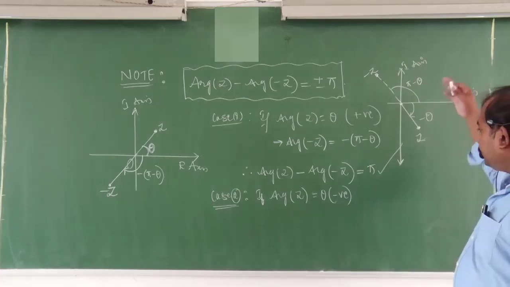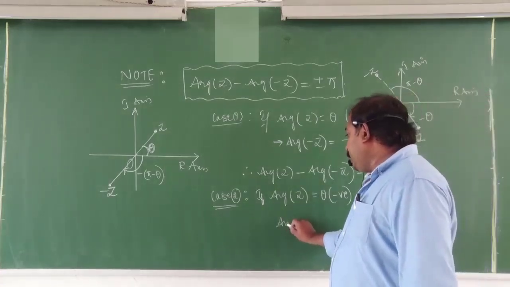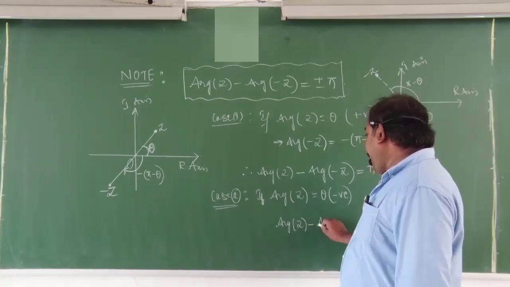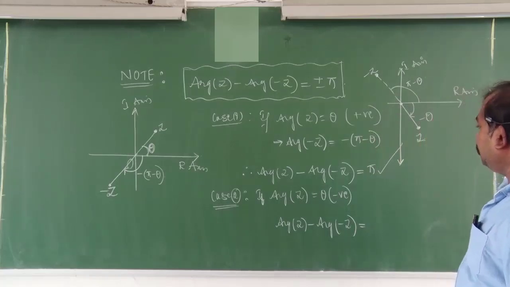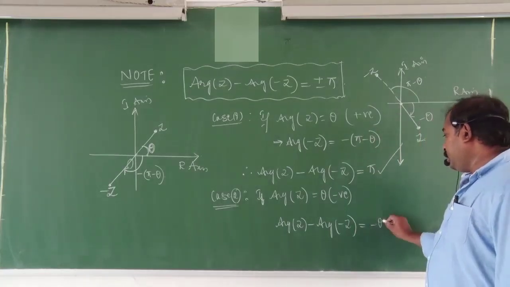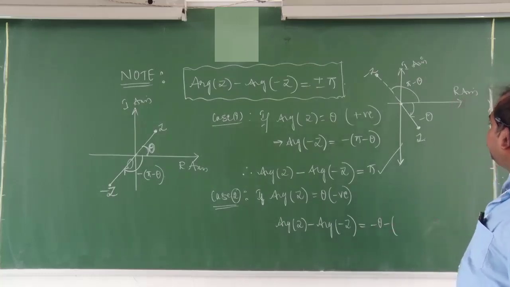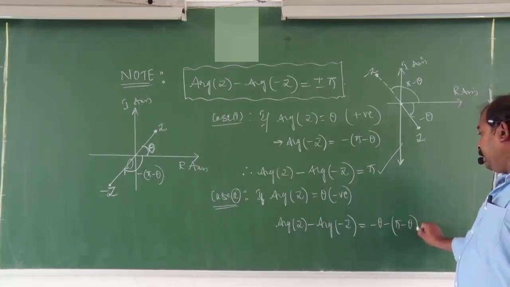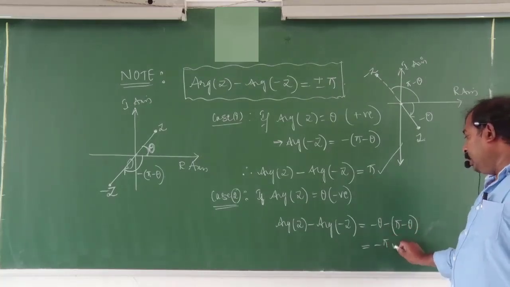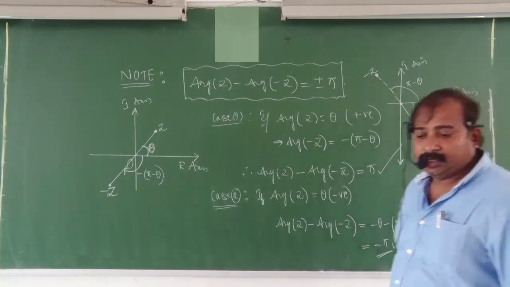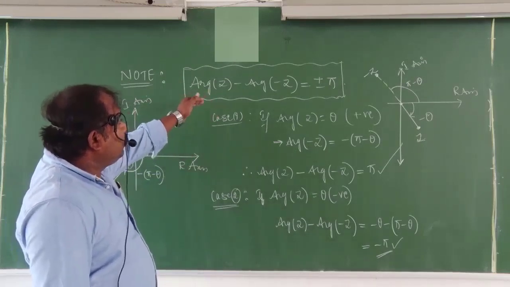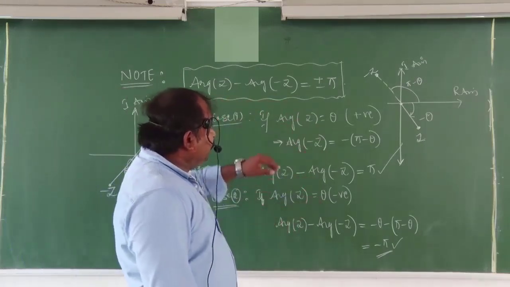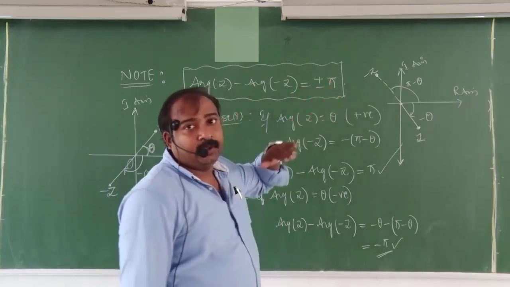That's it. Then within this case, we have to find argument of z minus argument of minus z. What is argument of z? Minus theta. Minus argument of minus z is nothing but pi minus theta. Then what will you get? Minus theta plus theta cancel. You will get the value minus pi. So here argument of z minus argument of minus z, what is the value? Plus or minus pi is the value.